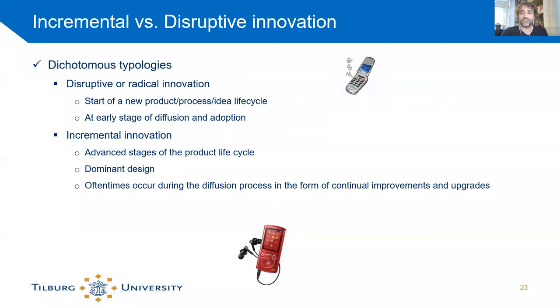So the first one is very simple, and that's a distinction between disruptive or radical innovations and incremental innovations. A disruptive and radical innovation is the start of a whole new process or a whole new life cycle at an early stage of diffusion or adoption. More about that later.